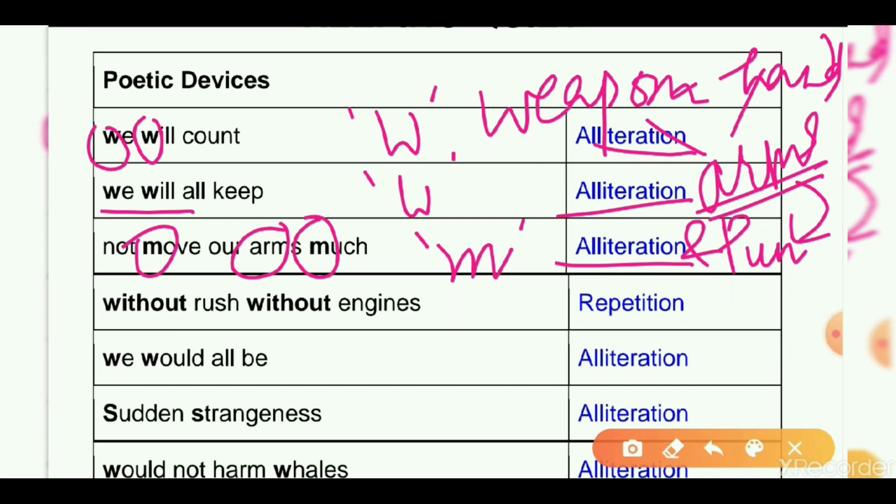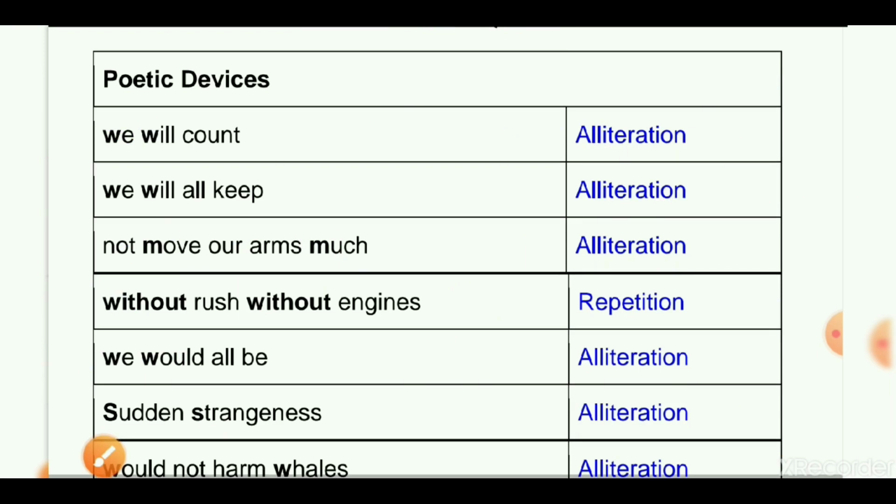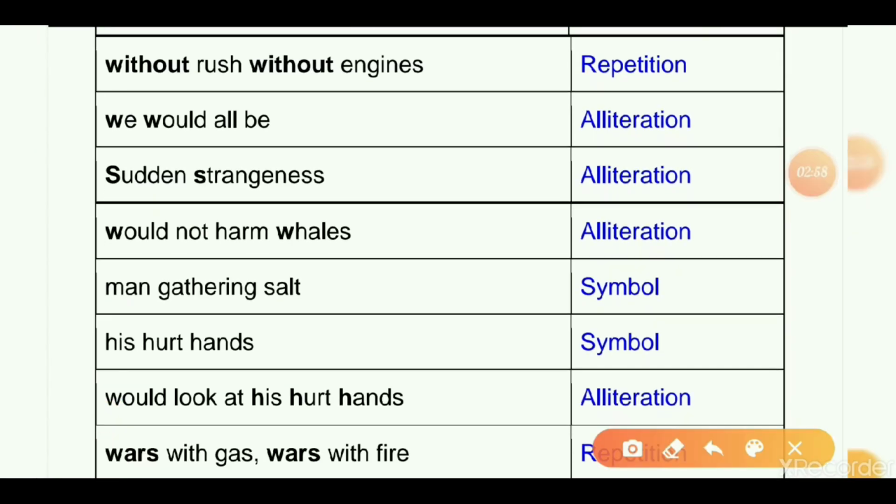Then comes repetition. You can see the word without is getting repeated. Without rush, without engines, so repetition is there. "We would all be", again alliteration, W is getting repeated. "Sudden strangeness", S is getting repeated. So this is very easy to identify. Alliteration: "would not harm whales" means W and W. Again W is getting repeated.